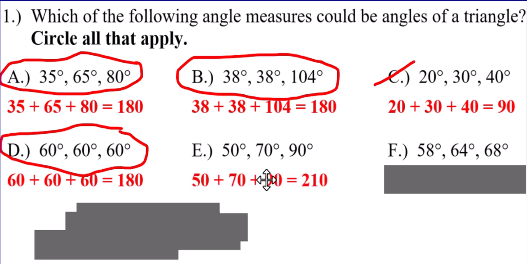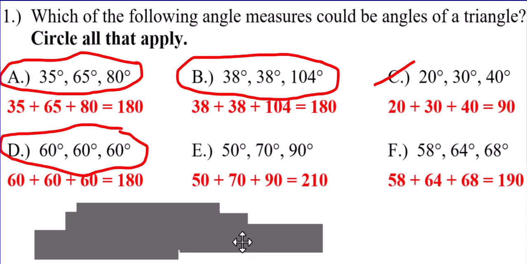And choice E. Nope, that adds up to 210. Choice F. Nope, that adds up to 190. So goodbye choice F, goodbye choice E. Only A, B, and D could have been 3 angles of a triangle.